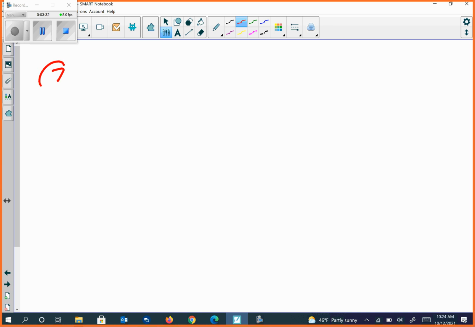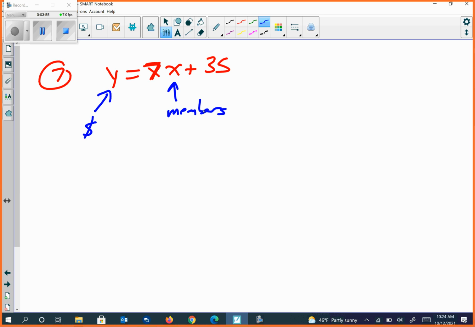Okay, so problem number 7. It's a 7, right? 7x plus 35. I don't know why my thing's lagging. The function y equals 7x plus 35 represents the monthly cost y in dollars of a group of x members joining. Okay, this is kind of a goofy problem because we're talking about not that many people joining a health club, but it is what it is.